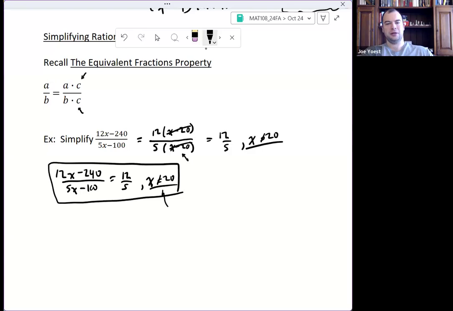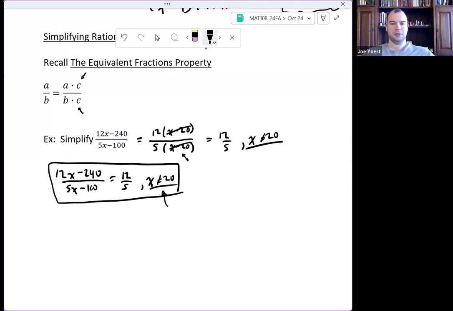So this might seem like a little nuance, but it is actually quite important. These two sides are not the same thing when I try to evaluate them for x equals 20. The left-hand side would be undefined, or perhaps a better word here is indeterminate, but that's a higher level concept. The left-hand side would be something like undefined, and the right-hand side would be perfectly well defined. It would be 12/5.